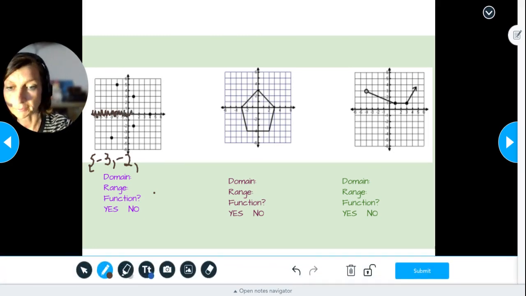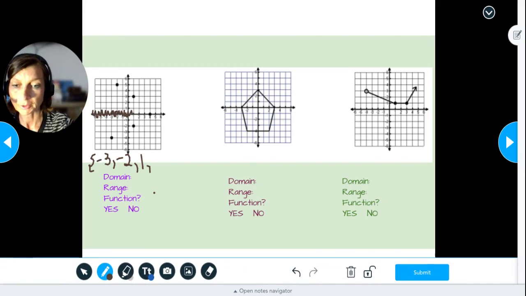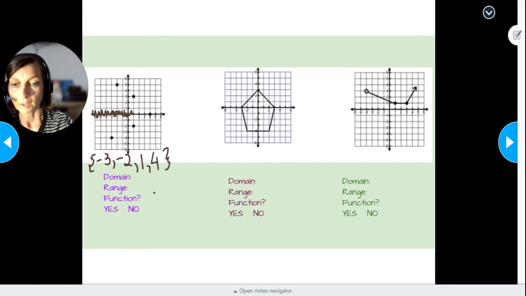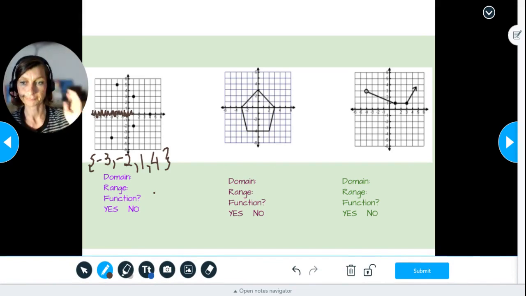It's not a function. Why? Because the 1 has a repetitive output and therefore fails us. How about a 4? That's fine. Now, we already know it's not a function because of x equals 1. Ding, ding, it fails the vertical line test. But that's not the point. They just want you to list the domain and range.